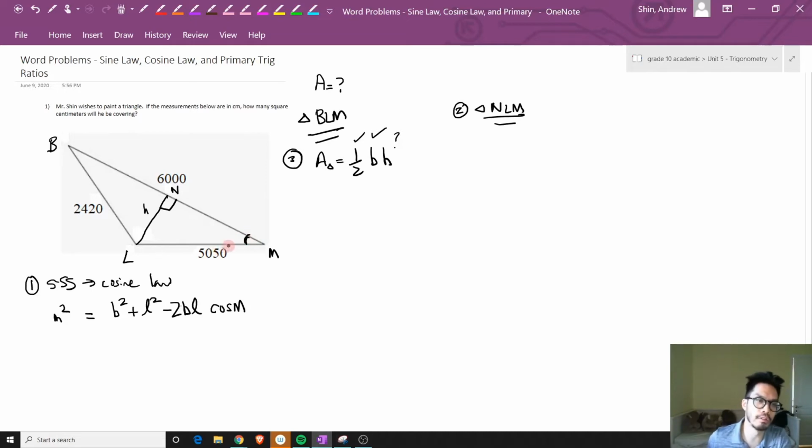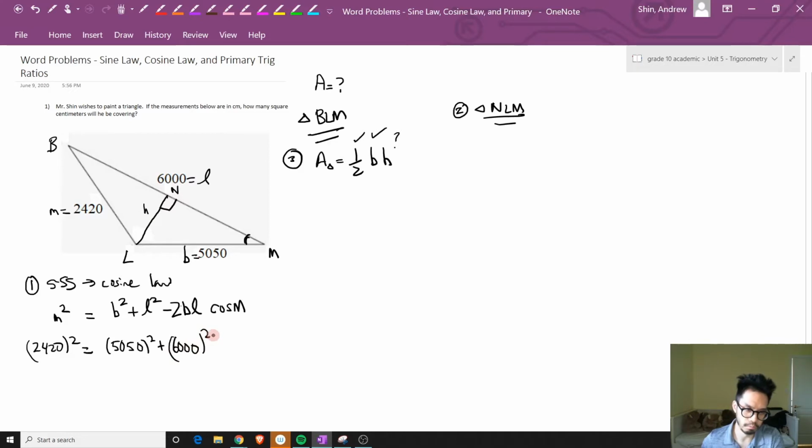Okay, so small m is going to be this one. Side m is 2420 squared. Side b is across from angle b, so that's going to be 5050. And L, this one's L right here, is 6,000. Minus 2 times b, which is 5050, times L, which is 6,000, and cosine m, which is the one we're looking for. I'm going to highlight that.